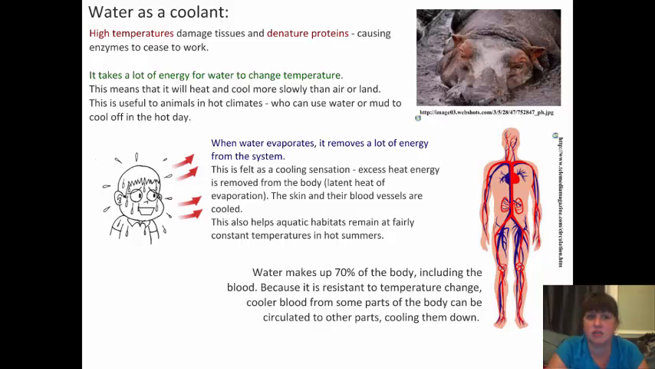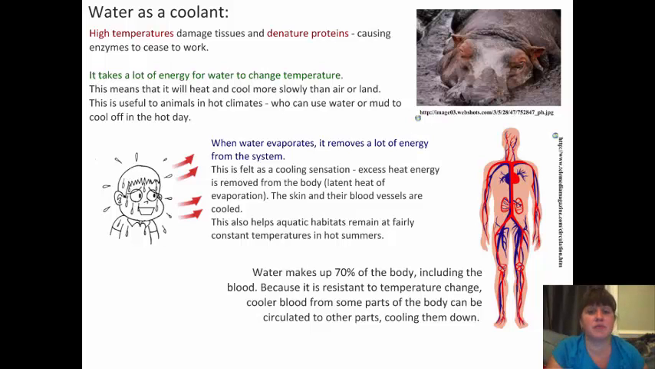So as we just stated, this is useful to animals in hot climates. But instead of looking at the water as a habitat, it's also useful for animals in hot climates who can use the water or mud, if there is not a significant amount of water, to cool off on a hot day. So what happens when water evaporates?